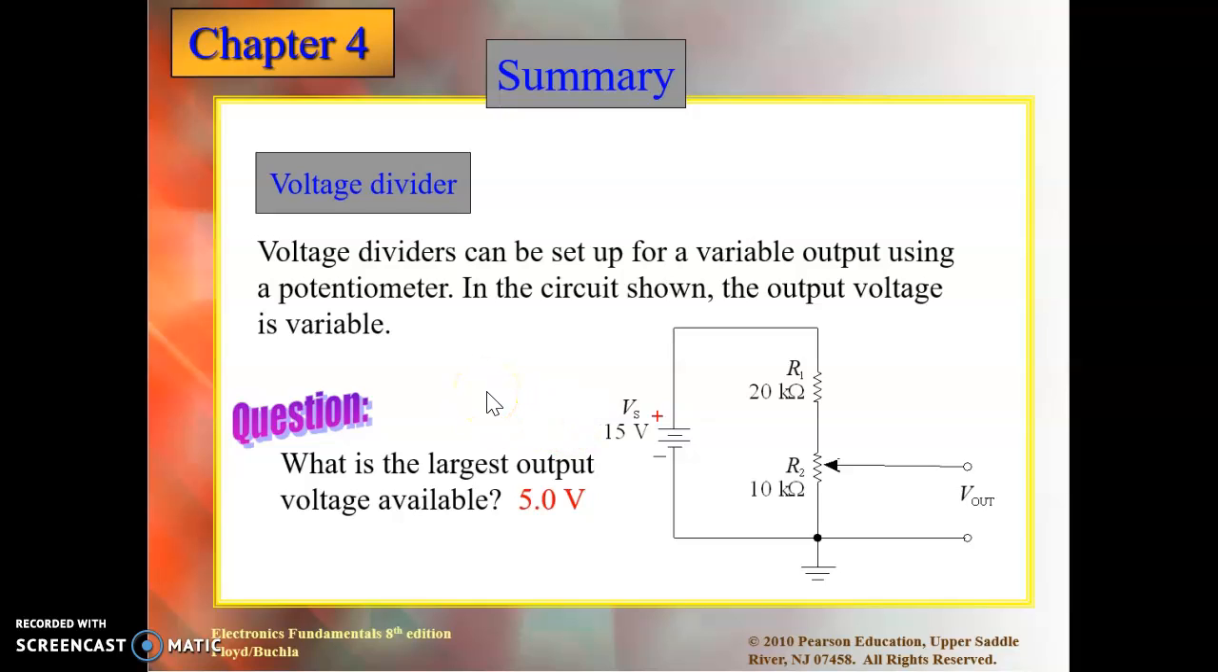Let's do another voltage divider example. It says a voltage divider can be set up for a variable output using a potentiometer. In the circuit shown, the output voltage is variable. If we remember, in chapter 2 we talked about what a potentiometer is. It is a variable resistor. So if the resistor changes, then the voltage can change because the voltage is directly proportional to the value of the resistor. So in this case, my voltage can change, and we see this everywhere.